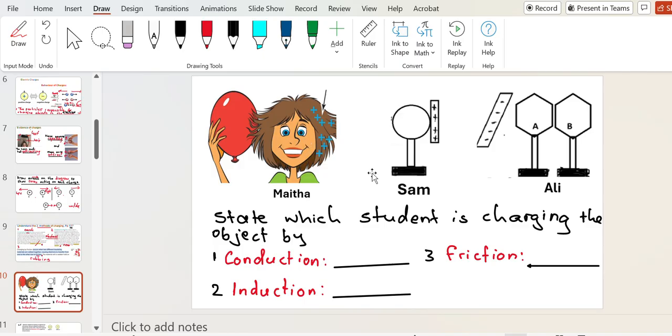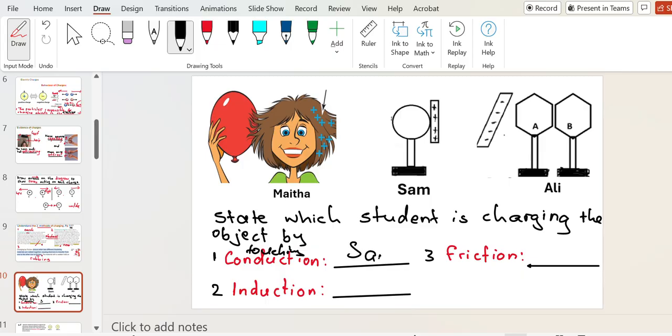Look at the three students, Maitha, Sam, and Ali. Which student is charging the object by conduction? In other words, there is touch. Conduction means there is touching between the object and the charged object. You can see these objects are touching. So it's charging by conduction.